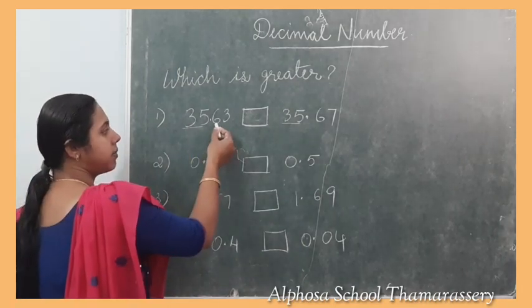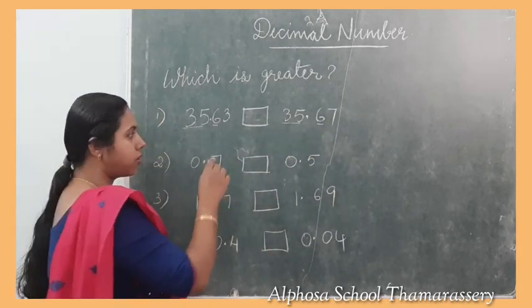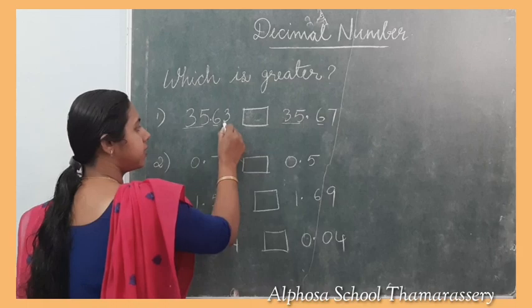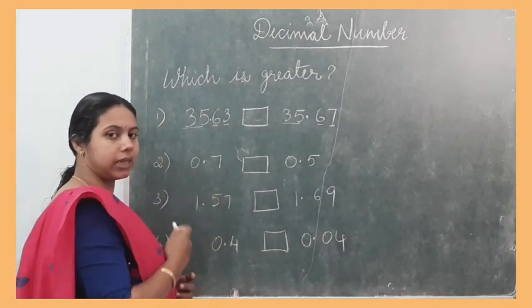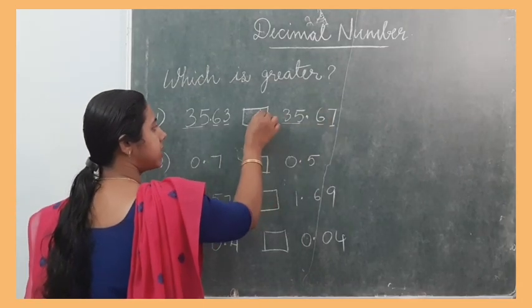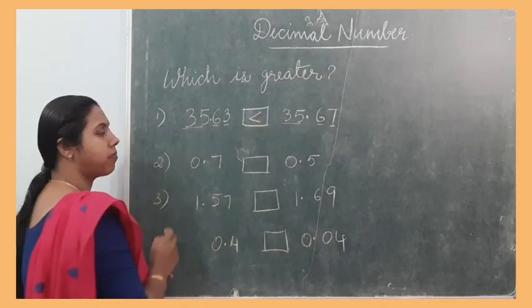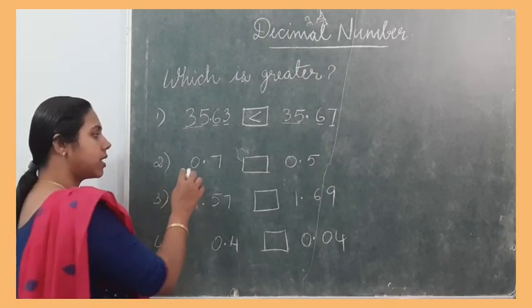In the decimal part, the first digit is 6. Here also 6, they are same. Then go to the next place. Here it is 3 and here it is 7. Which is greater? 7 is greater than 3. So the number 35.67 is greater than 35.63.